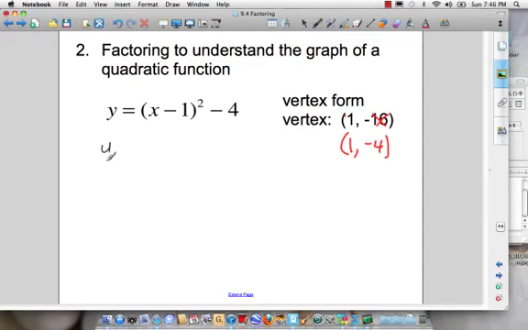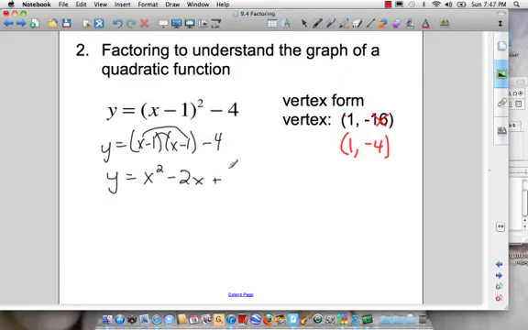So the first thing I'm going to do is FOIL together x minus 1 squared. I'll write it out twice. That might help. And then x times x is x squared. The inner and outer products are both negative 1x, so I get minus 2x. And then negative 1 times negative 1 is positive 1. And then I still have a minus 4. Now I'm going to combine my like terms, in this case positive 1 and negative 4.